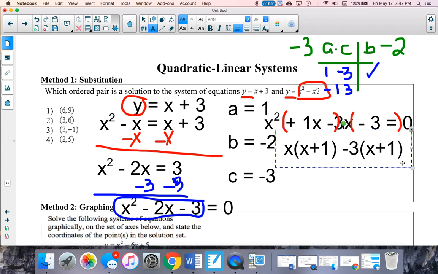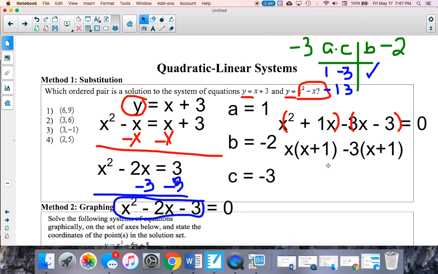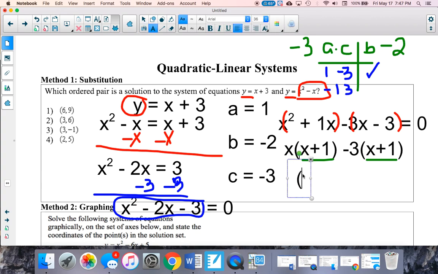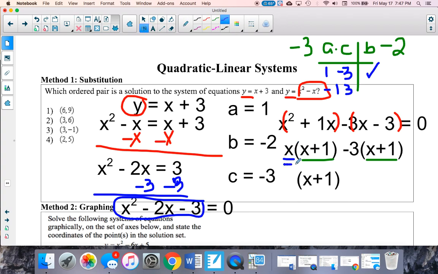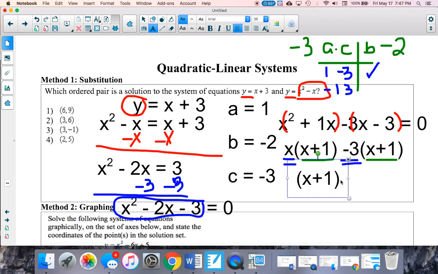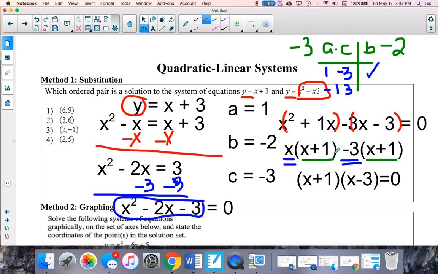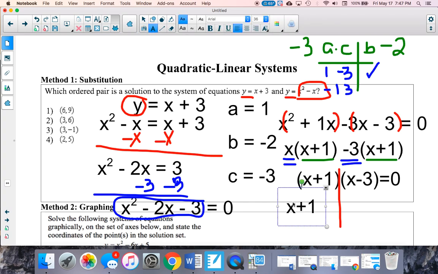And then you see how that was an easy check for me? I knew I was wrong because inside my parentheses were not the same. So now that they're the same, that becomes one of my factors, x plus 1. Your other factor is everything outside of the parentheses, x minus 3, equals 0. So now to solve, let's split it up into two equations. I got x plus 1 equals 0, and also x minus 3 equals 0.